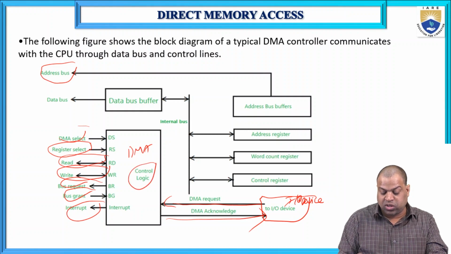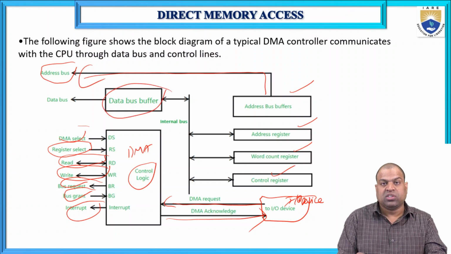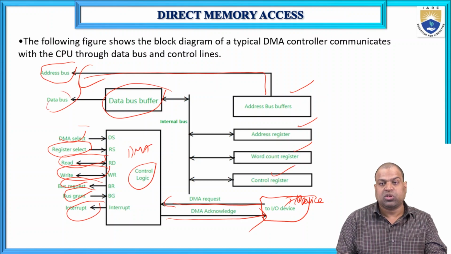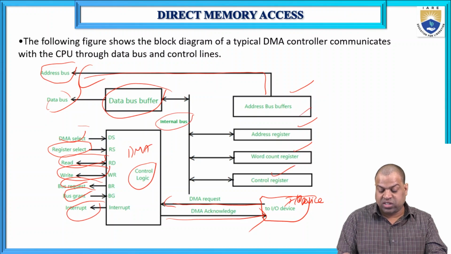It is connected to the control register, word register, address register, and address buffer. The address buffer means the address bus is connected to the address, and the data bus is connected to the data buffer. So the address bus, data bus, and all should be controlled. That is about the control bus. So internal buses are the address, data, and control bus.